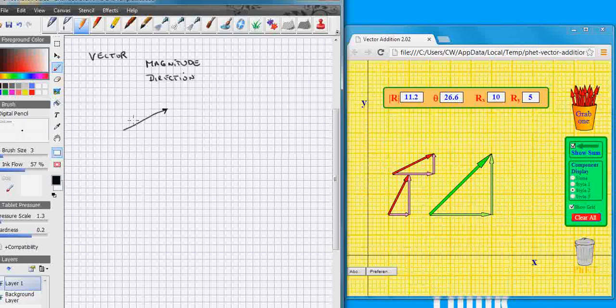It has a start and an end. It has a tip and a tail, and the magnitude of the quantity we want to represent is the length of the vector. So I'll put that up here. Length of arrow. And the direction is, well, it's the direction of the arrow.